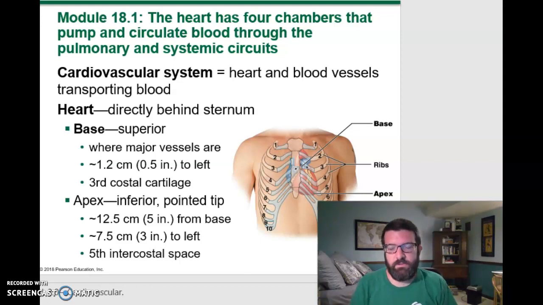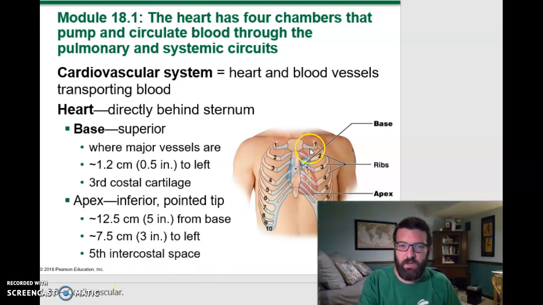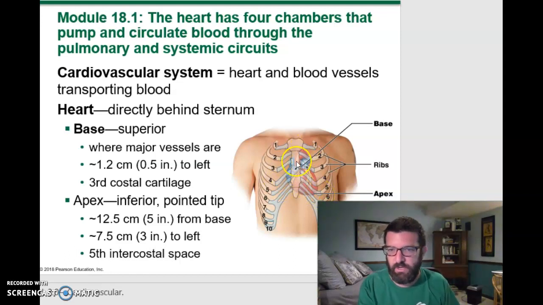Hi, everyone. Let's take some time to talk about the heart. We're all more or less familiar with the heart, right? It's in our chest, just a little bit left of center here. It has a base and an apex, and oddly enough, the base is on top. It's the wider part of the heart. The apex is on the inferior part there.